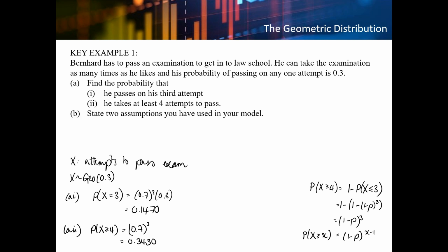Part B says, take 2 assumptions you've used in your model. Well, there we go. That's the modelling conditions. So don't forget, with these sorts of questions, they have to be in context. So this would be attempts at the exam are independent, and the second thing would be the probability of passing remains constant.